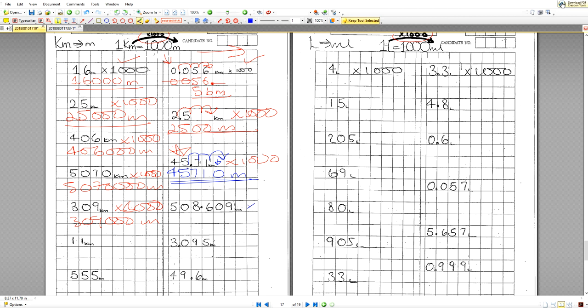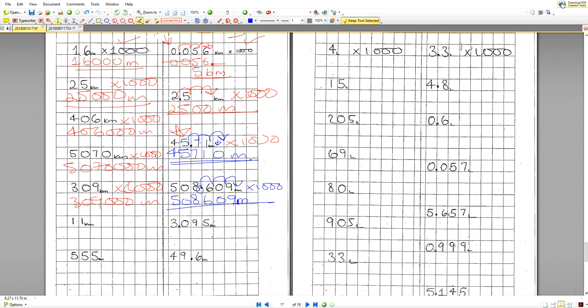Let's have a look at another example. 508.609 kilometers, we times it by 1,000. Because it's a decimal number, grab the decimal point, move it 1, 2, 3 places to the right. Copy, copy, copy, copy, copy, copy. So the decimal point lands here, but we don't need it anymore. So we write on top of the decimal point, meters. Finish. So we've now done 5 whole number examples and 5 decimal number examples.